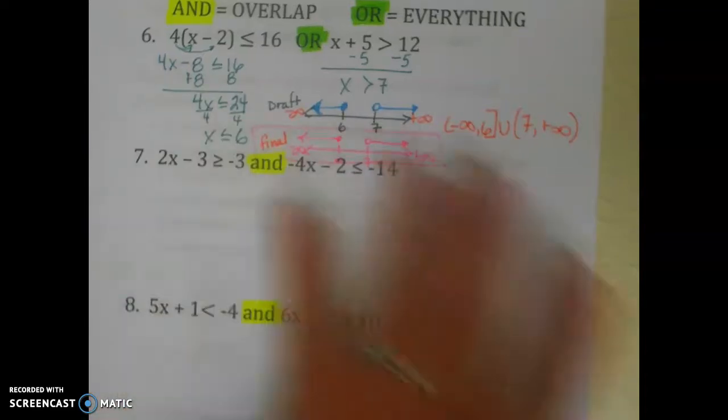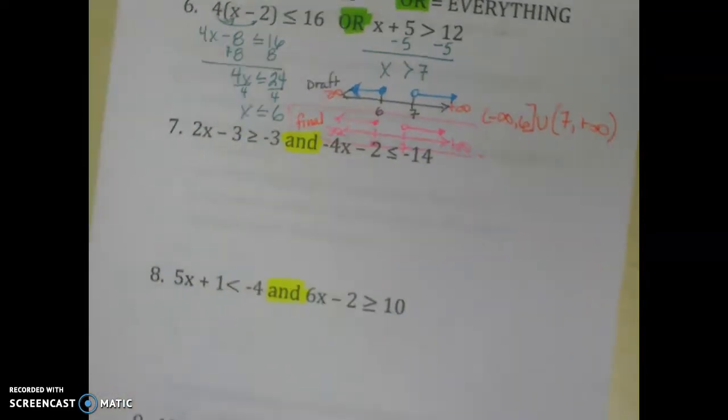So that's an or. An or means you graph everything that's on there. You just put them on top of each other and take everything. Okay, this next one is an and, but first, before we even think about the and part, we're going to solve equations.